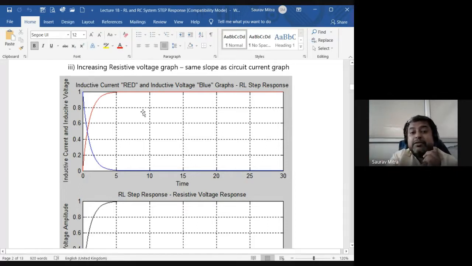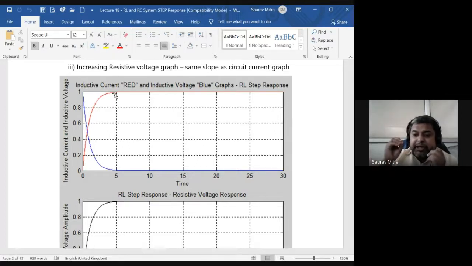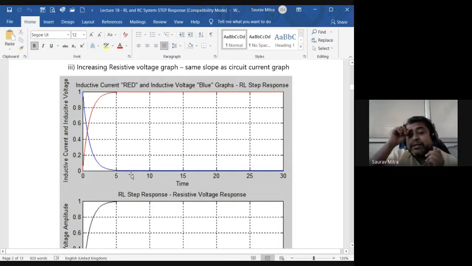Why steady state? Because you can see that the current is not changing. It has gone up to Vs by R. Current amplitude has gone to Vs by R, and it is steady. Whenever the system response, the output of the system, enters steady state, it does not change its value anymore. It stays there steady. But if you see 0 to 5, there was a lot of change. So all the increment, decrement in the current and voltage happens in the transient region.